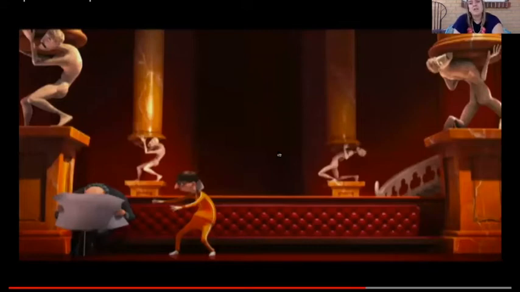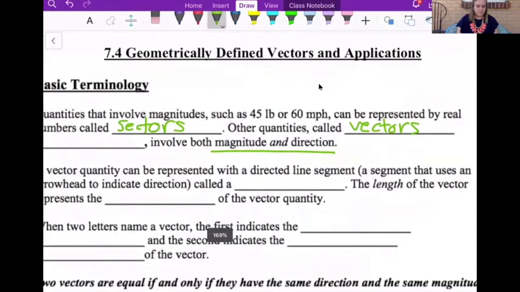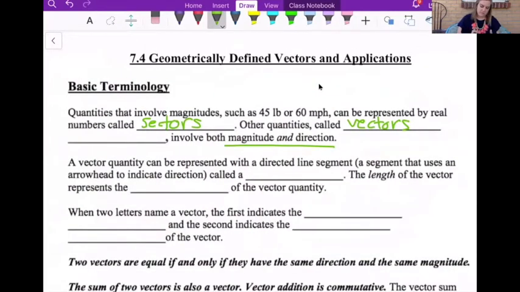Or if you're taking physics, you've probably heard of vectors and used them a lot there too. So let's get back to the notes. A vector quantity is represented with a directed line segment called a vector. The length of the vector is called the magnitude, and we represent magnitude with absolute value. The absolute value sign signifies that we're talking about the magnitude.